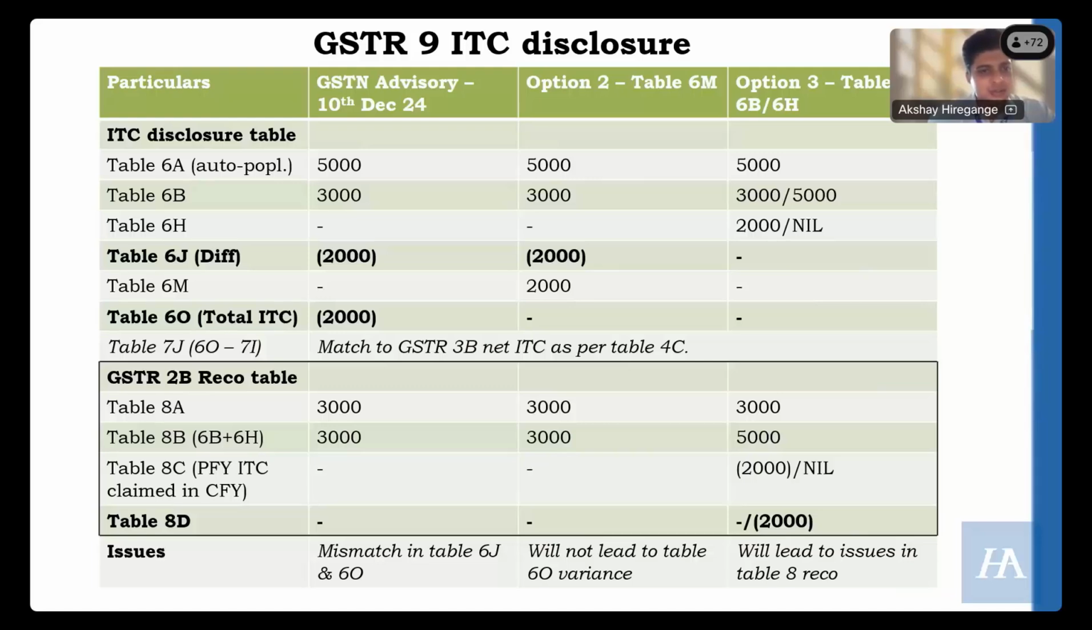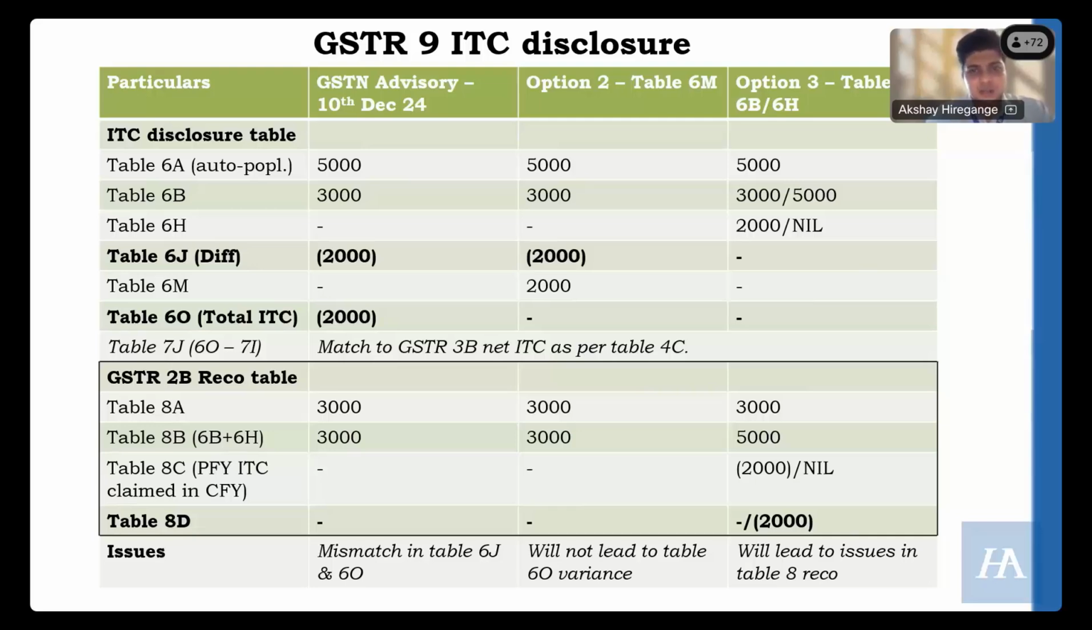You will get a difference of 2,000 in 6J and 6O of the table. They have not clarified and said that you should disclose in 6M. So assume that also is blank. You need not disclose these reversals in table 7. So on an overall basis in table 7J, your net ITC will match GSTR 3B, which is the intent of the disclosures in GSTR 9. So net ITC as per table 4C of 3B for the total period versus table 7J should match. This is an internal check which you should maintain.